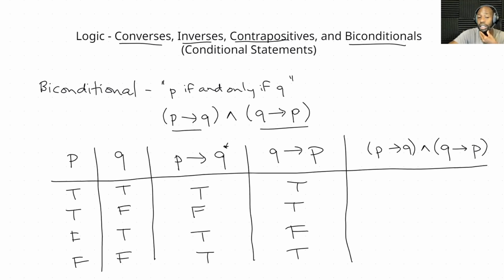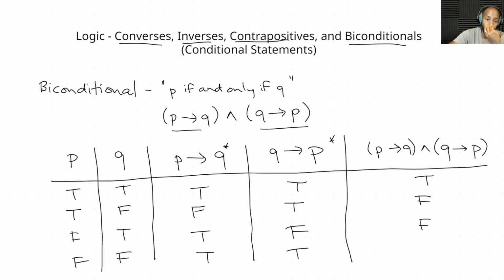Remember, for and statements, both statements have to be true for the whole statement to be true. Okay. So true, true, true; false, true, false; true, false, false; and then finally true, true, true.